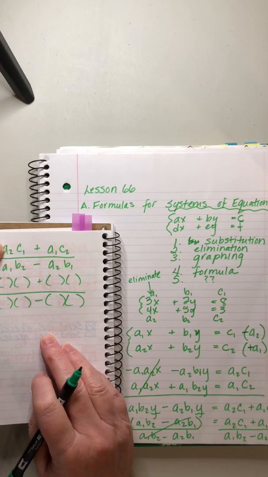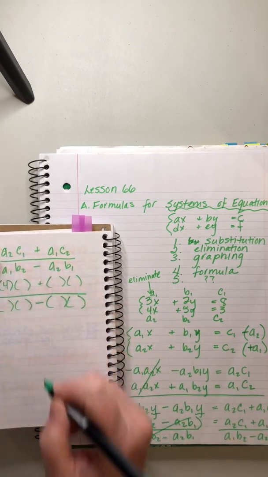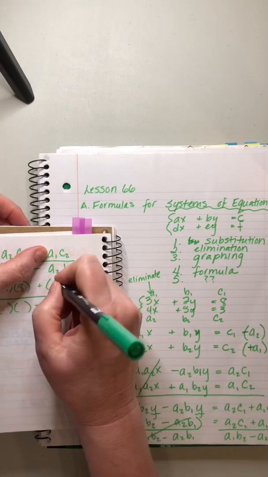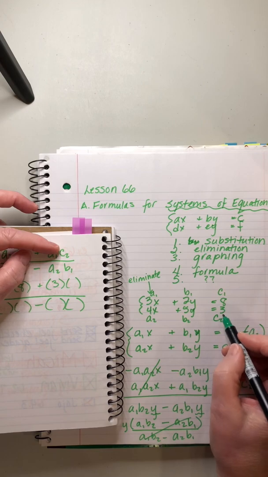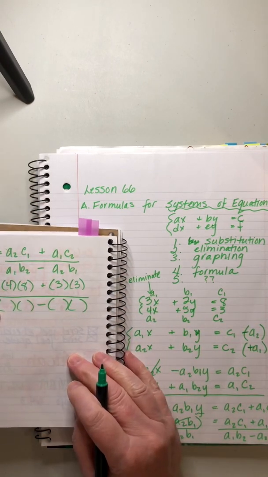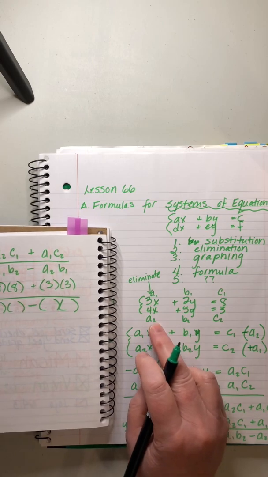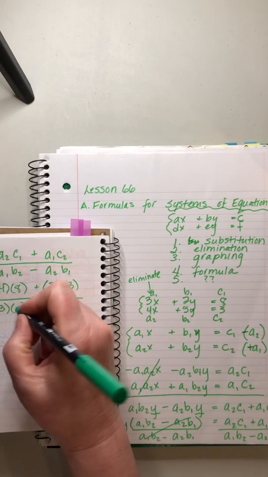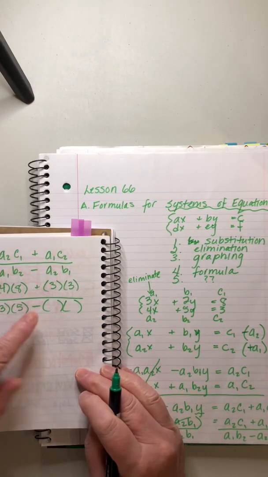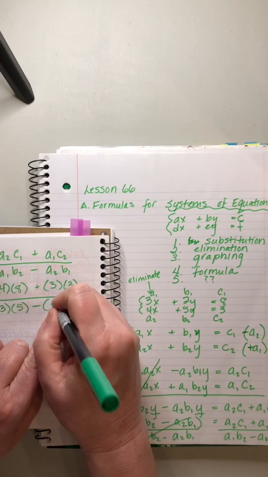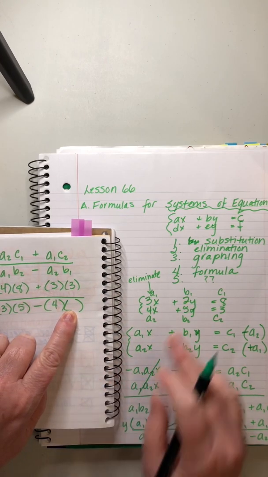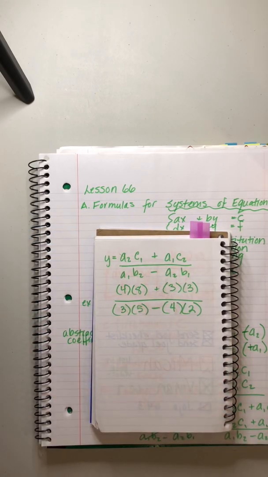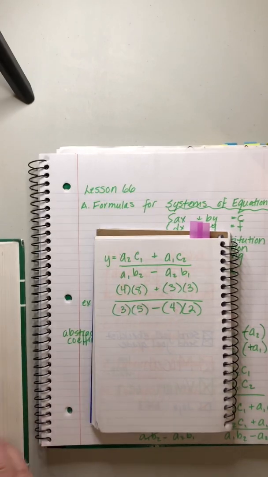All right, A2 is 4, C1 is 8, A1 is 3, C2 is 3, A1 is 3, B2 is 5, minus A2, 4, and B1, 2. I'm going to double check that and make sure that I did not do anything crazy.